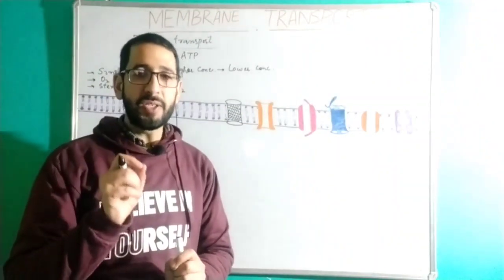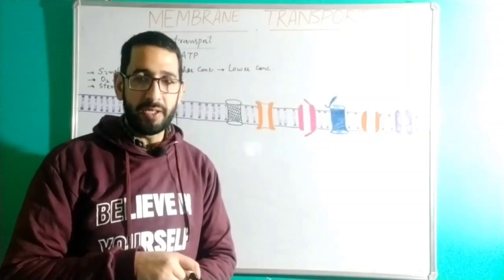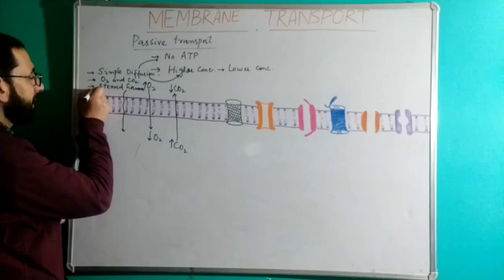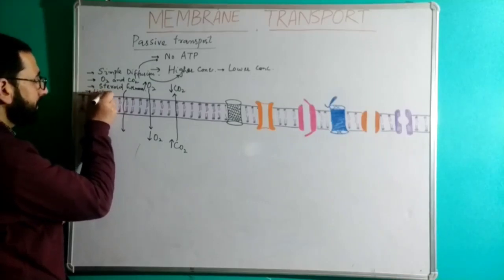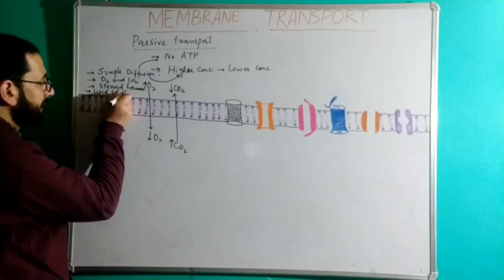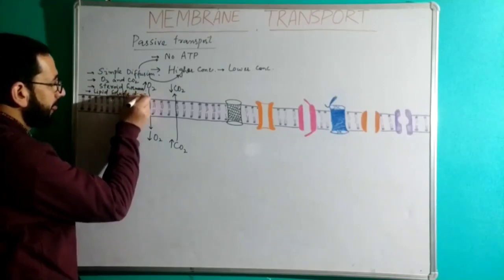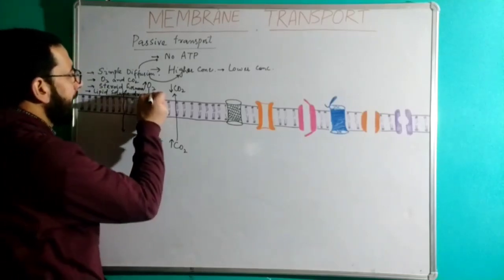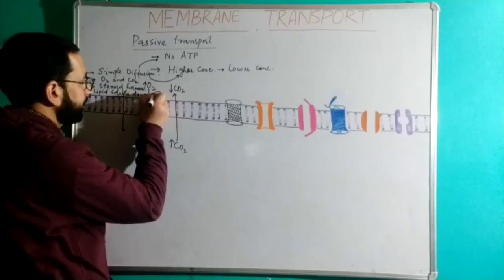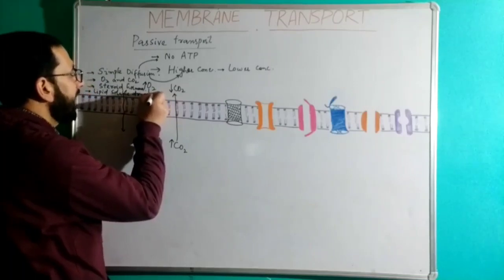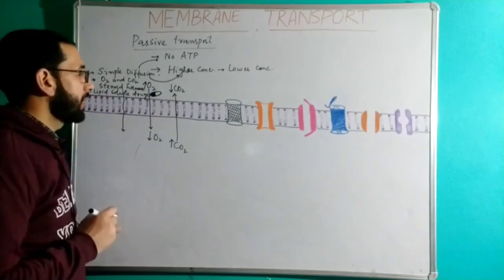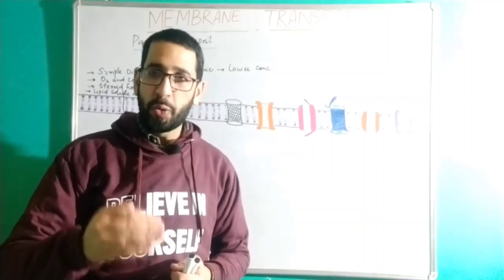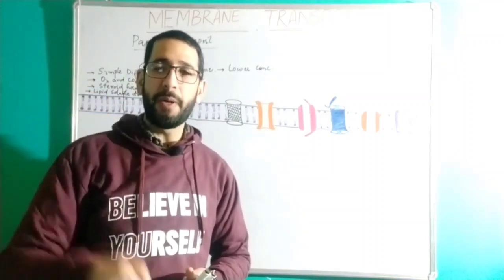Then the third thing which is going to be transported by means of simple diffusion is very important. It is lipid soluble drugs. For example, we are taking any medication, any capsule, and that capsule is a lipid soluble drug, and that lipid soluble drug also goes inside the cell through this phospholipid bilayer by means of simple diffusion.